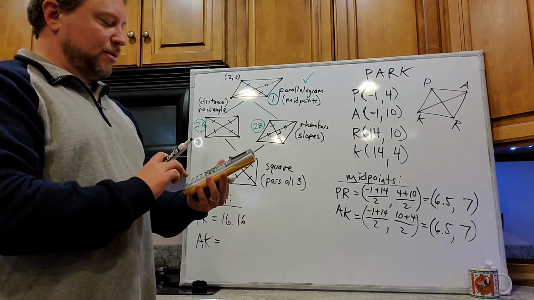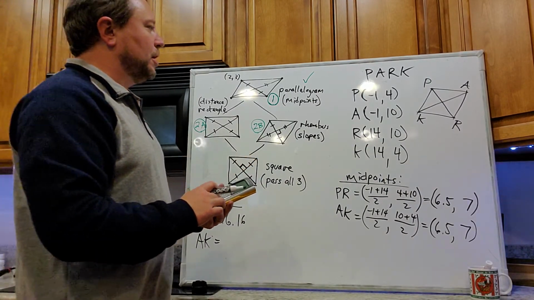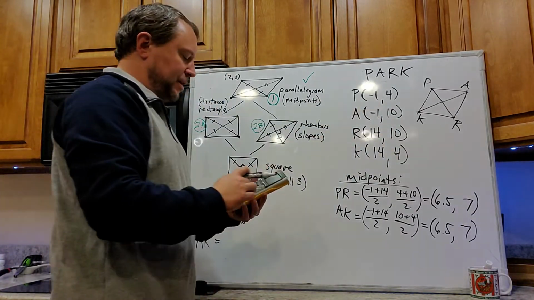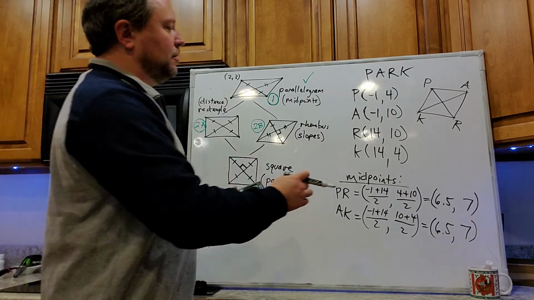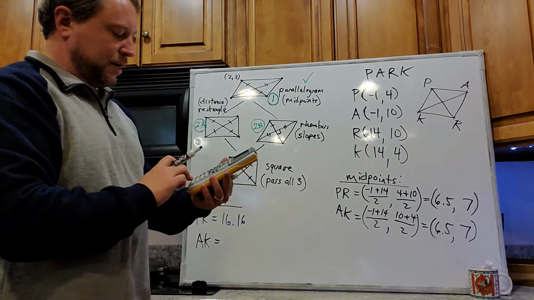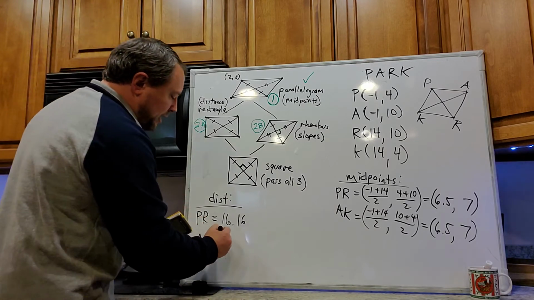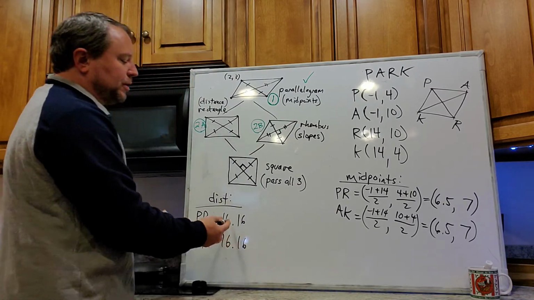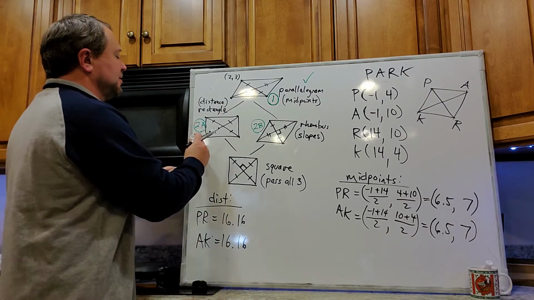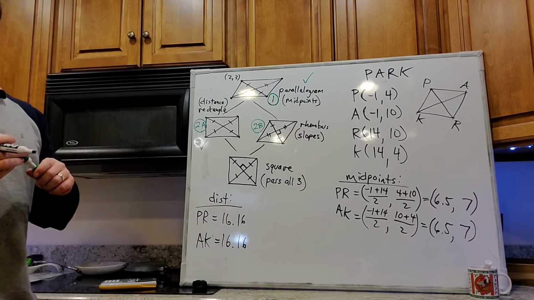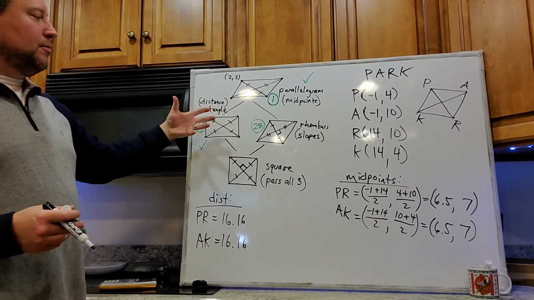Yeah, I'm going to do the same with AK. I'm going to enter my coordinates into my calculator and let my program do all the work. So -1, 10 and 14, 4 for K. And I get a match, 16.16 again. Okay, so that tells me that it passed the rectangle test. So now I know my figure is not only a parallelogram, but it's also a rectangle.